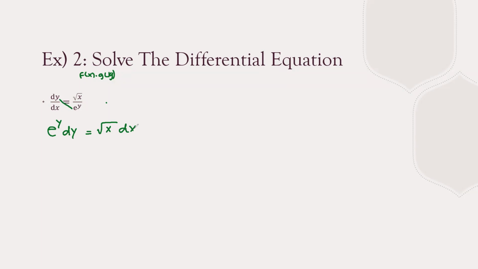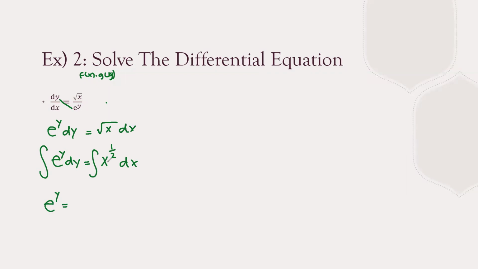So the next step is we're going to integrate both sides. Because we're going to integrate on both sides, how can I rewrite square root of x as a power? I can rewrite that as x to the 1/2. Okay, now we can integrate. So on the left side, integration of e to the y is pretty simple. It's just e to the y.